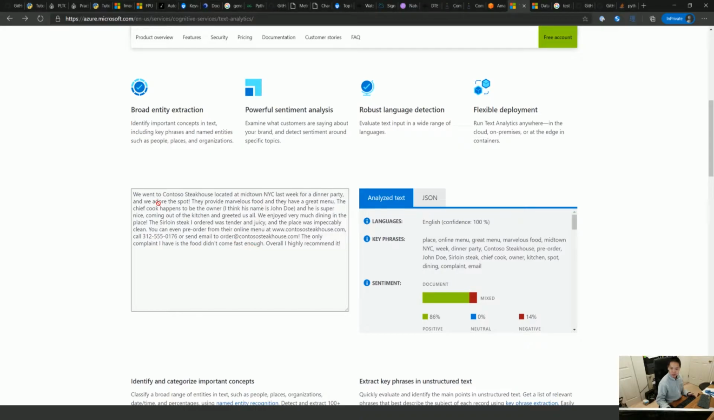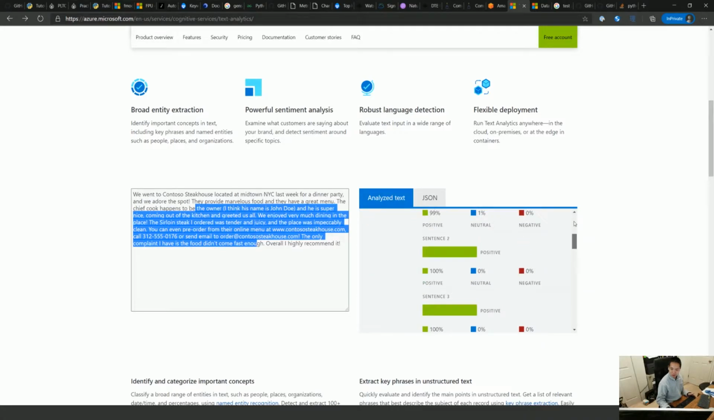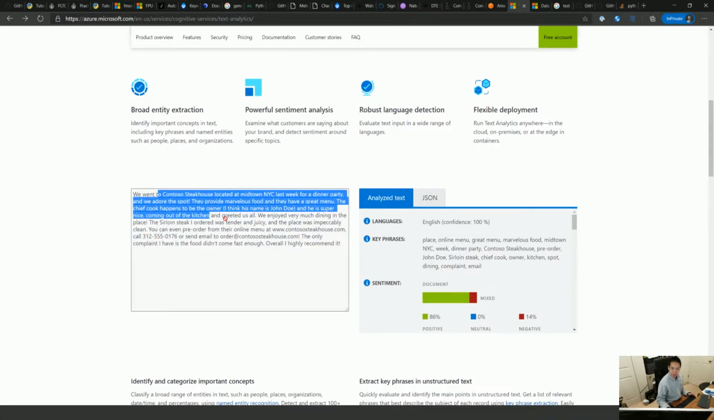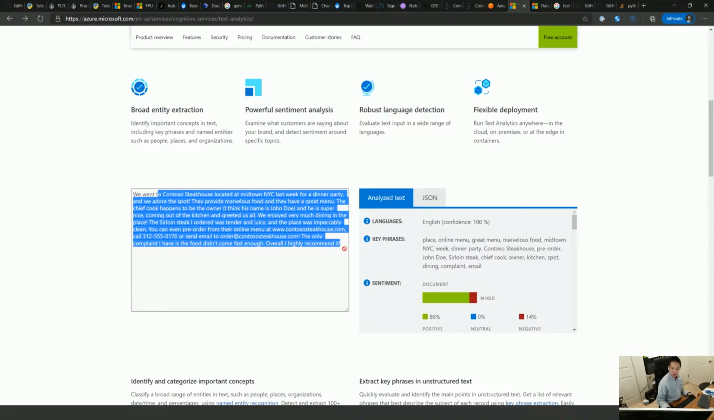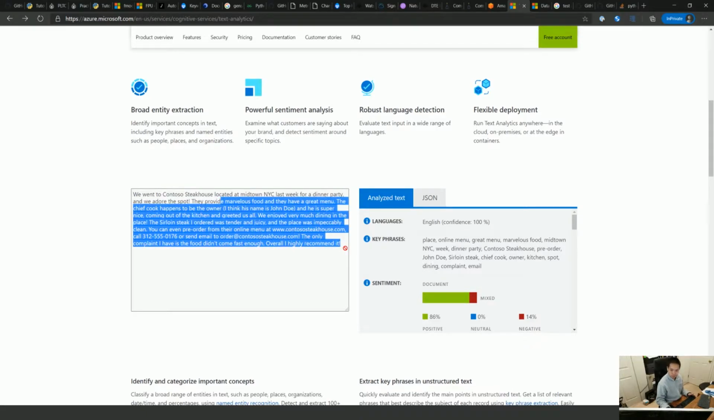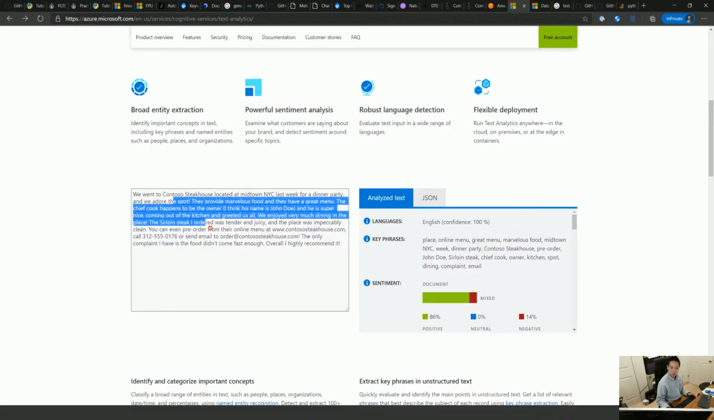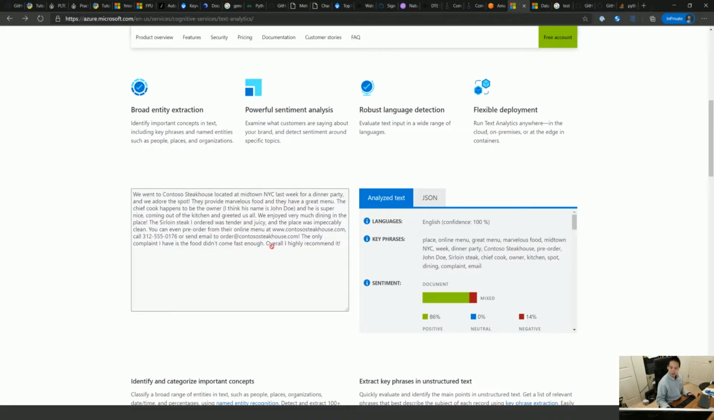Azure doesn't let you put in your own text to try out. Looking at this, they have the same kind of use case. I think this is a restaurant review. So yeah, these key phrases, there's a lot for such a short piece of text. I don't think they are doing what I'm hoping for it to do.